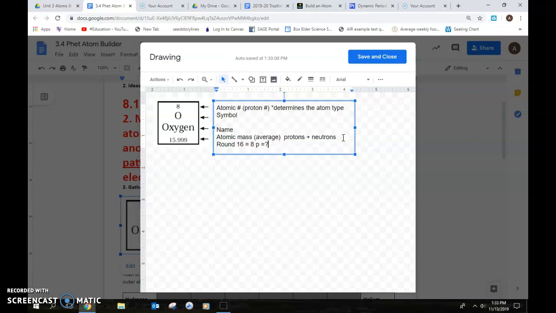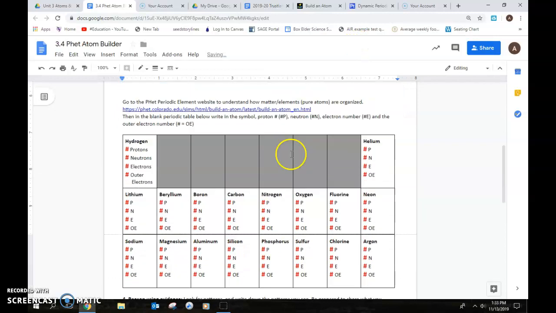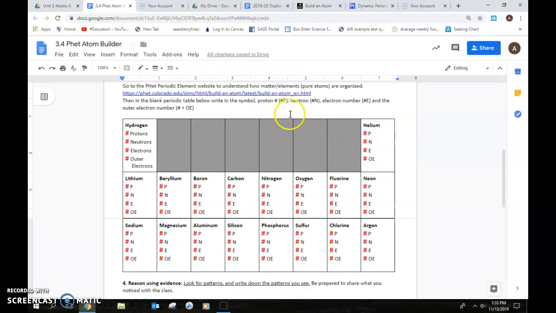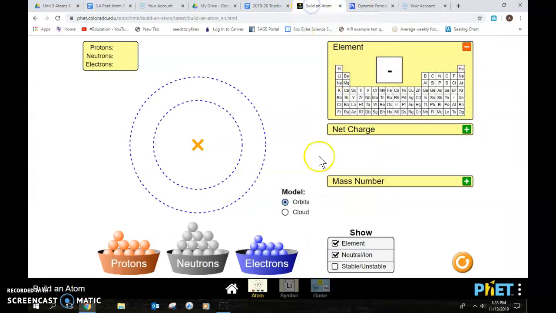If it has 8 protons, how many neutrons is it going to have? Well, we know that 16 minus 8 would be 8 neutrons. So this element mostly has 8 protons and 8 neutrons. Sometimes it might have a few oxygen atoms with 7 neutrons, but we'll talk about that in a second. So let's go into this PhET model, and we're going to see if we can complete our 3.4 lesson to help us understand.